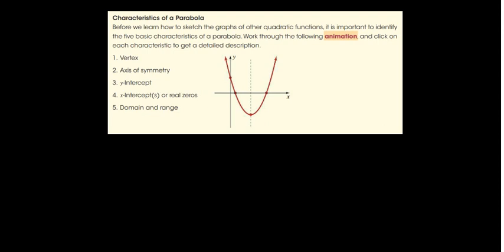Okay, so the vertex of a parabola is going to be the lowest point on a parabola that opens upward, and the highest point on a parabola that opens downward. Right there is the vertex for a parabola opening upward, and right here is the vertex for a parabola opening downward. Very easy to see. Okay. Now the axis of symmetry. The axis of symmetry is the vertical line that goes through the parabola.